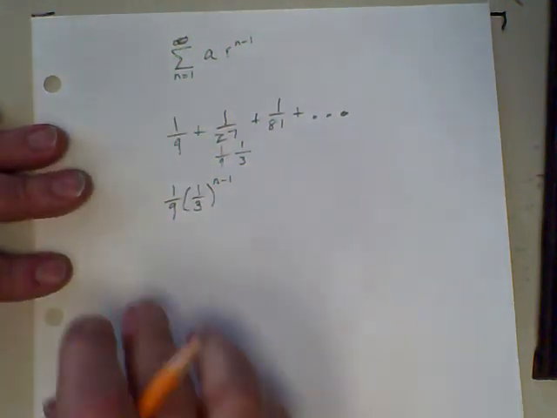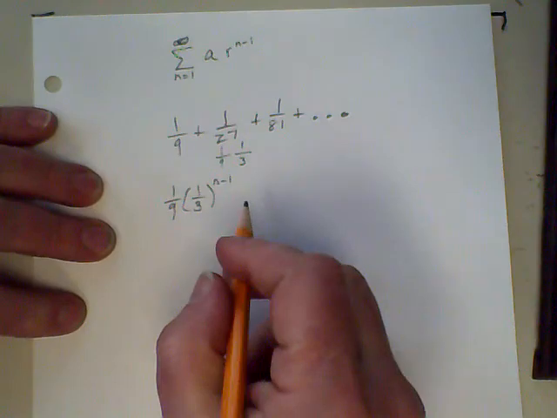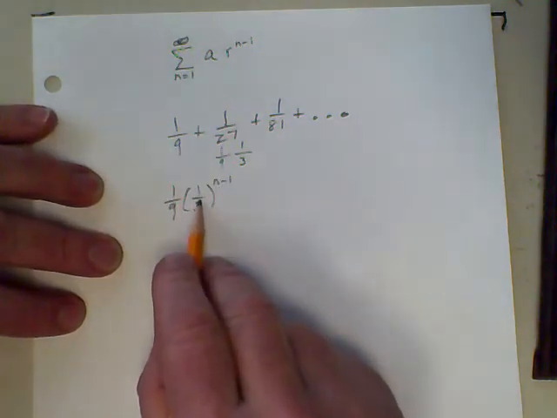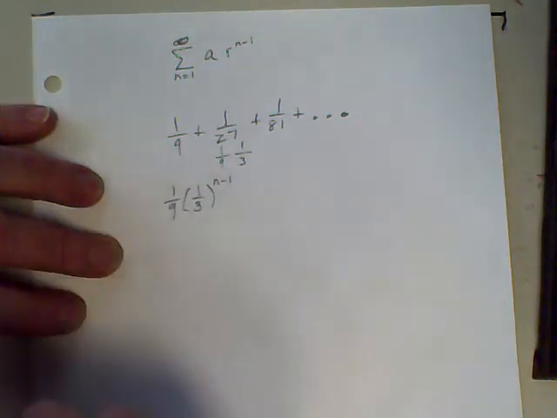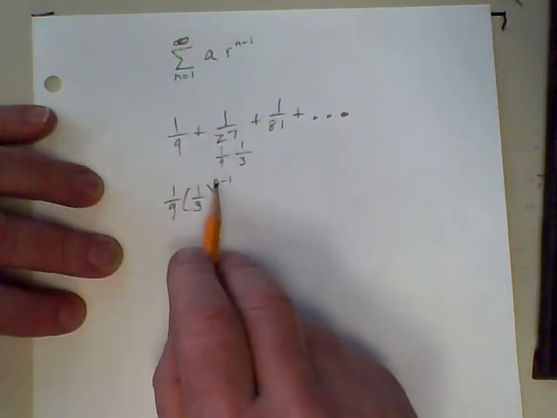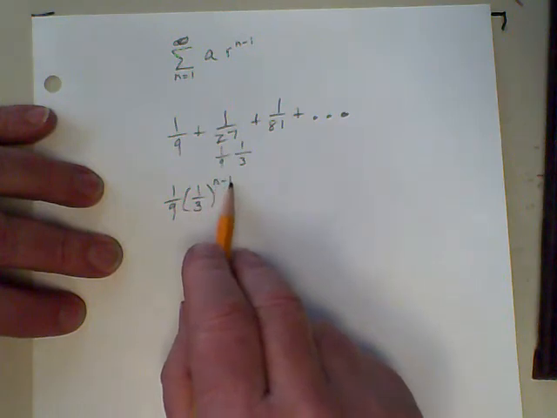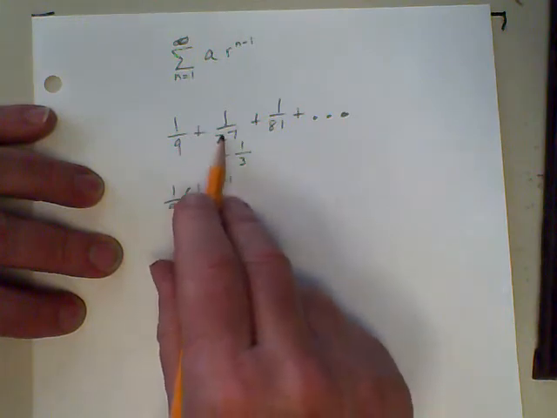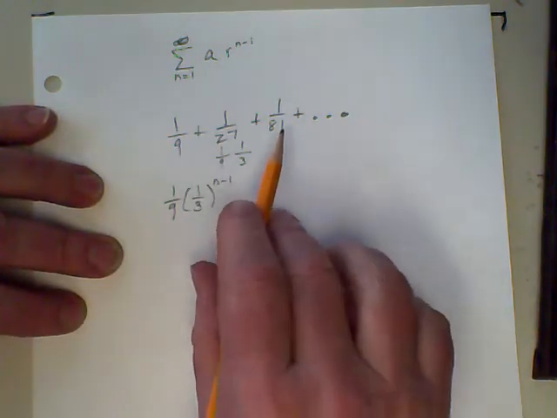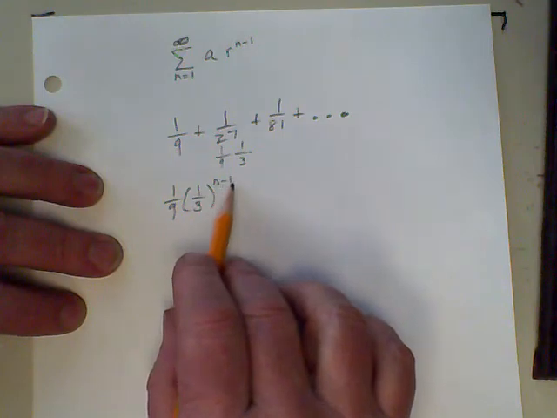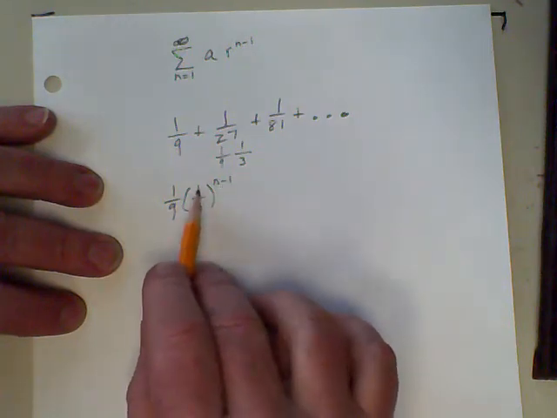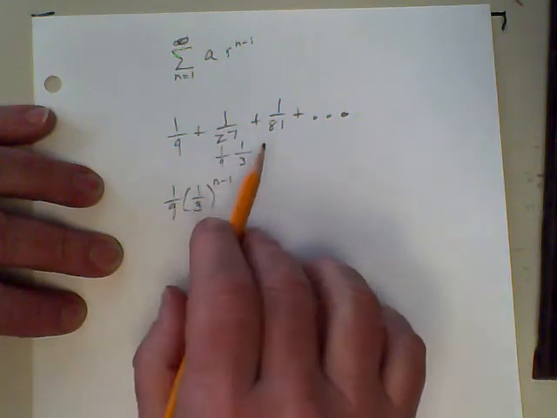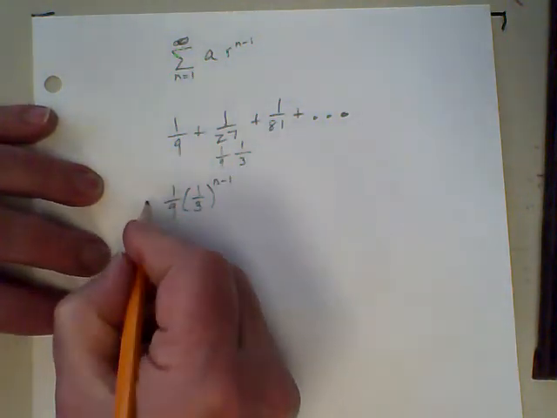Okay, let's check that and see if it produces each of the terms that we have at hand. The first term, 1 minus 1, that's a 0, times 1/3, that's a 1, times 1/9, 1/9. Second term, 2 minus 1, that's a 1, so 1/3 to the first power is 1/3, times 1/9, 1/27. That's great. Now let's go for the third term. 3 minus 1, that's 2. 1/3 squared is 1/9 times this 1/9, that's 1/81. I think we found it.